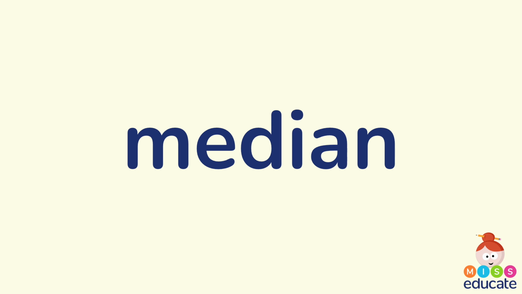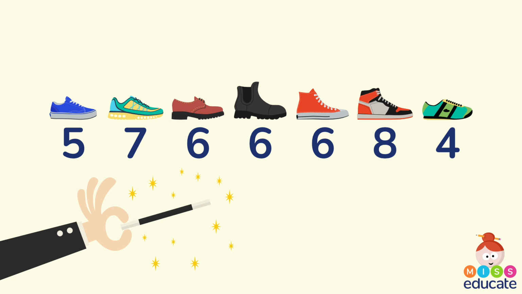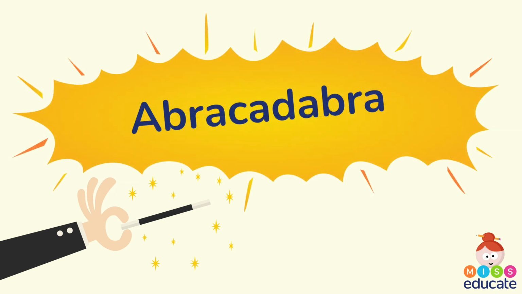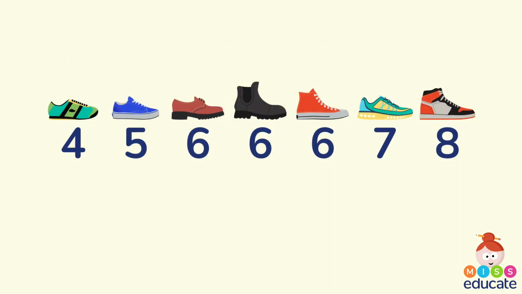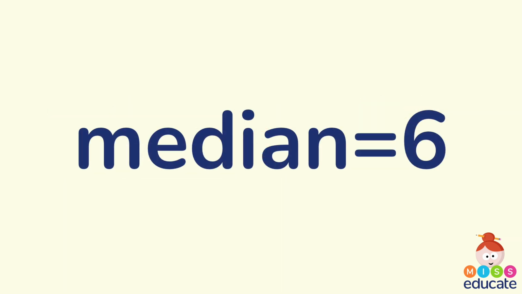Let's look at the median now. Hannah's data is all muddled up. To find the median, we need to put that data in order from the smallest piece of data to the largest piece of data. So let's do that now. Abracadabra! Look at that. It's all in order now, from the smallest piece, 4, to the largest piece, 8. To find the median, we go right to the middle of the data. We count in from the side, 3 this side, 3 that side, and here we have our middle piece of data. So the median of Hannah's data is 6.